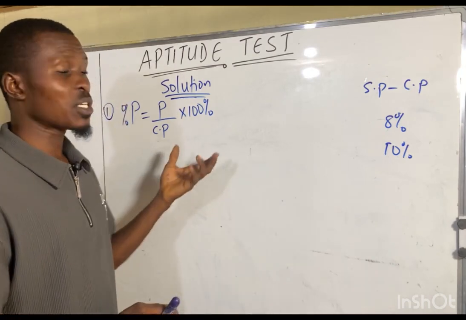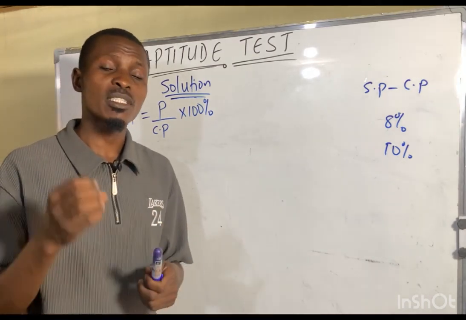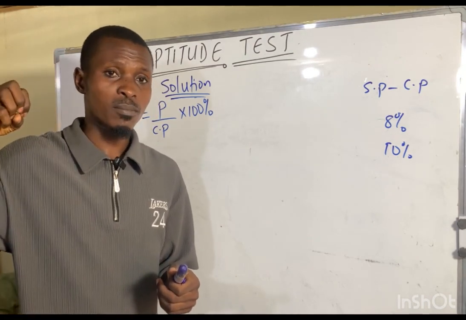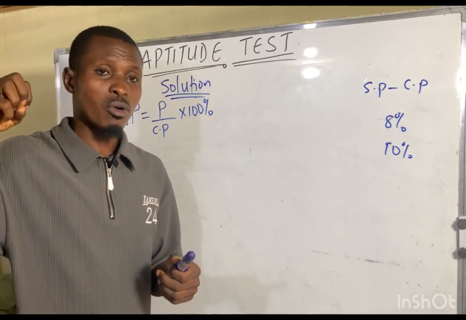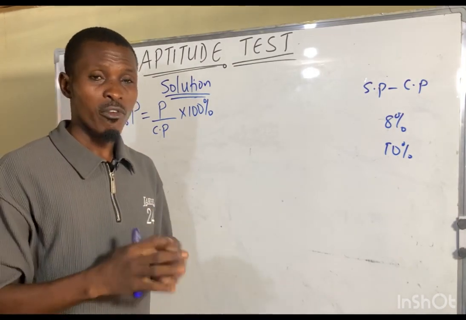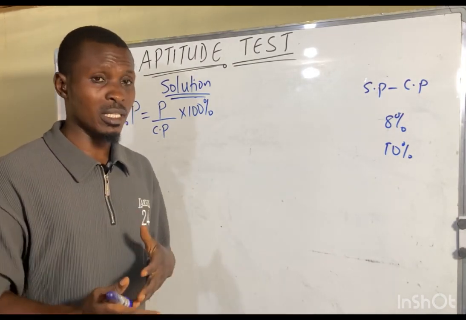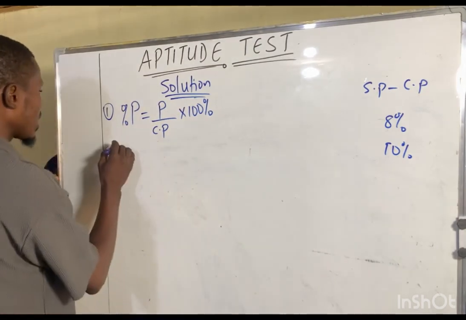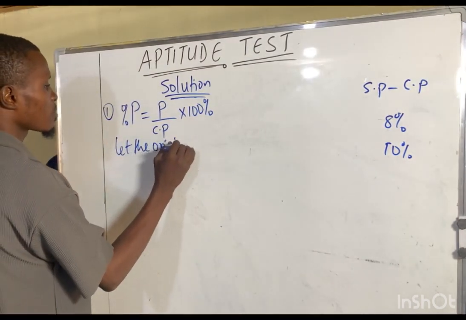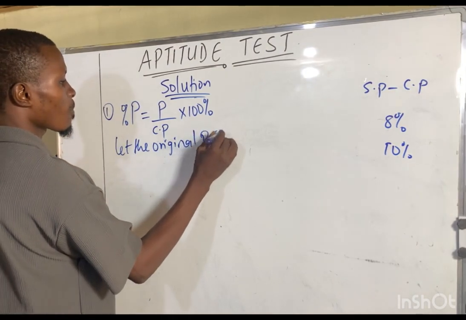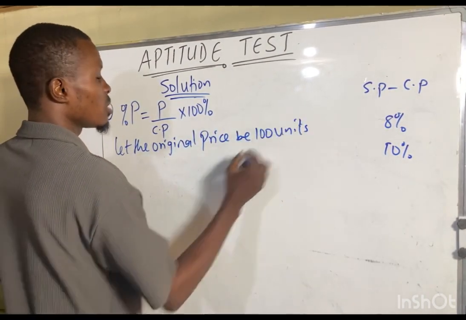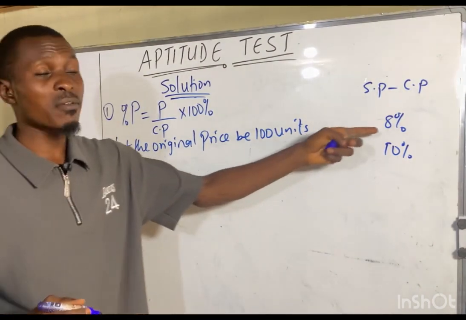But we are dealing with percentage problems. By definition, percentage means out of 100, a fraction of 100. So let us consider the original price to be 100 units for convenience and manageability. So we let the original price be 100 units.